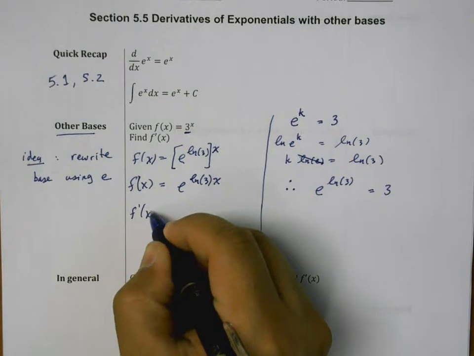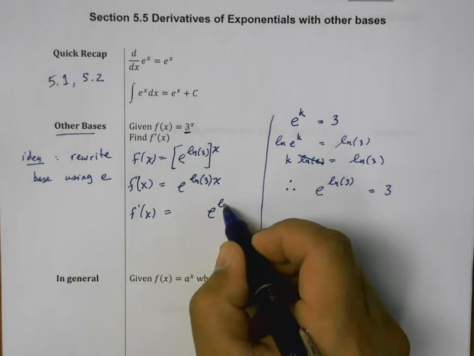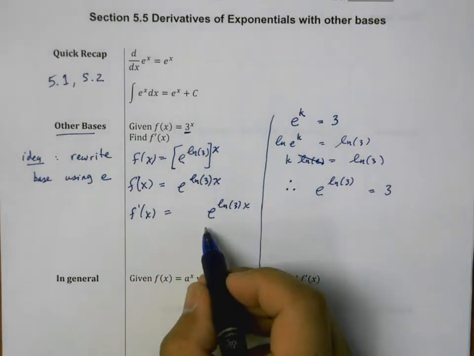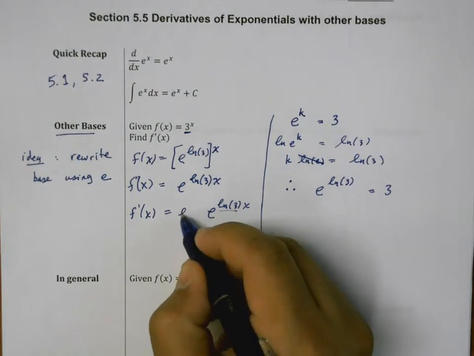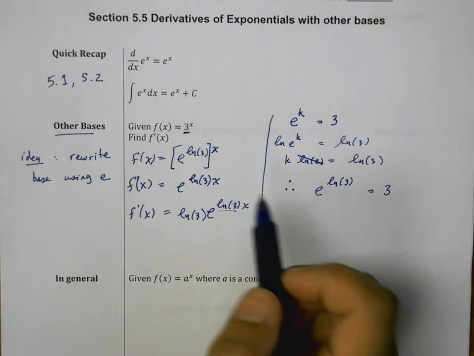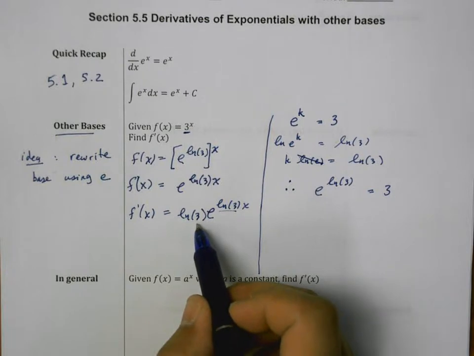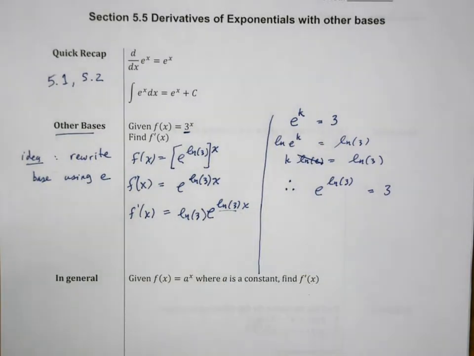Now to find f prime of x, well, it's pretty simple. The derivative of e to the x is just itself. And then you have to multiply it times the derivative of the inside function here. So this is times natural log of 3. So the derivative of 3 to the x is natural log of 3 times e to the natural log of 3 times x.